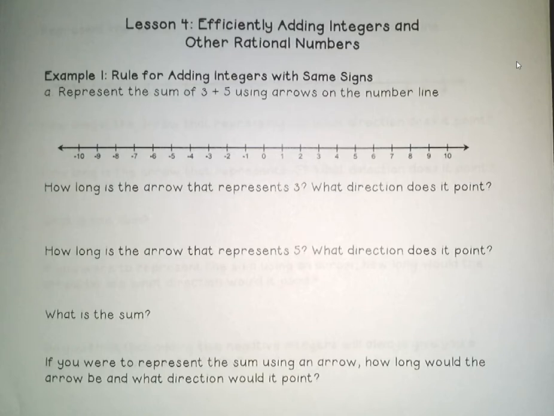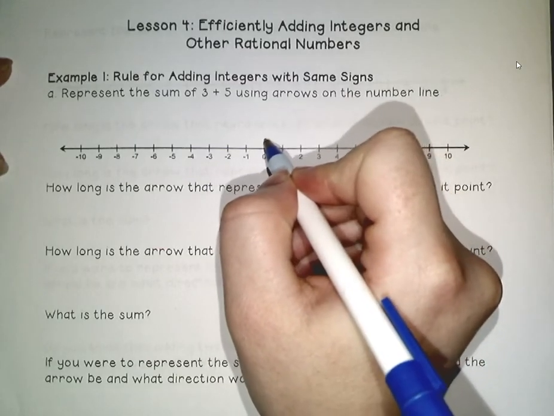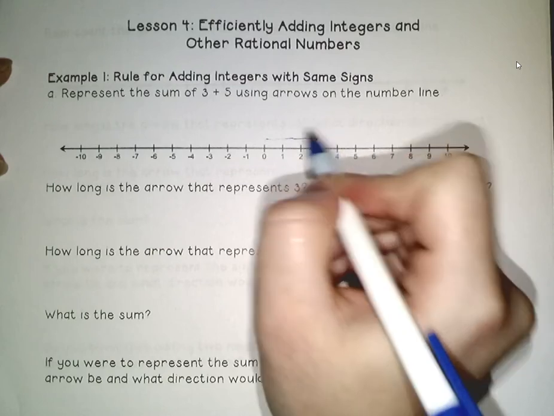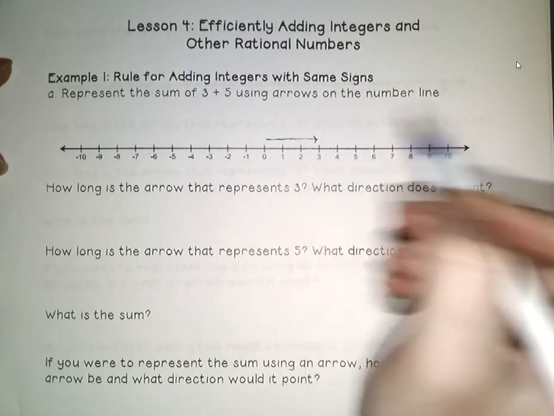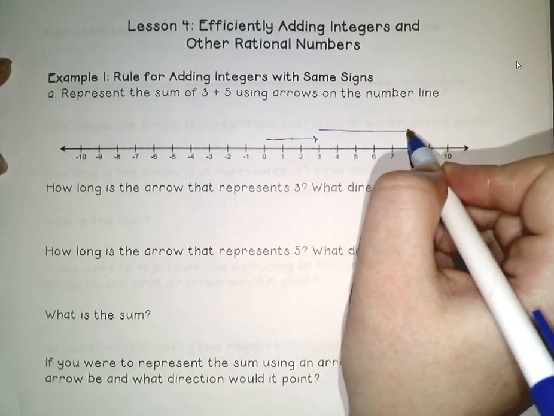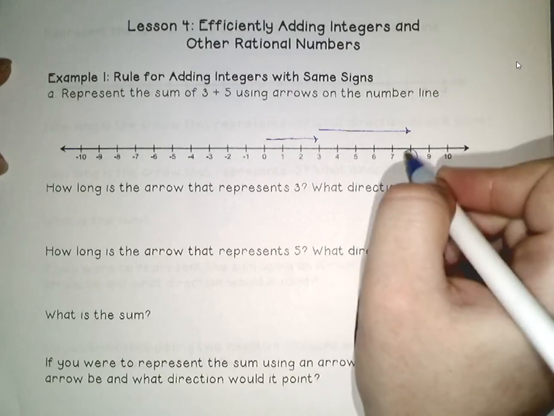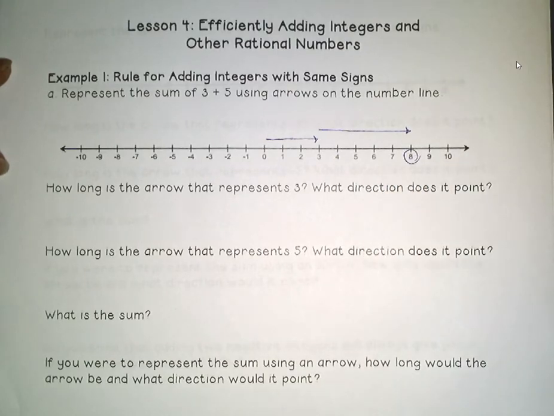So example 1, a rule for adding integers with the same signs. Represent the sum of 3 plus 5 using arrows on the number line. We already know that 3 plus 5 is 8. How do you represent it on the number line? By now you're pros at it. We start at 0, we go with our vector until 3 on the right, and we are adding 5 to the 3. So we start at 3, and we are adding an arrow with the length of 5 units, and we stop at 8.